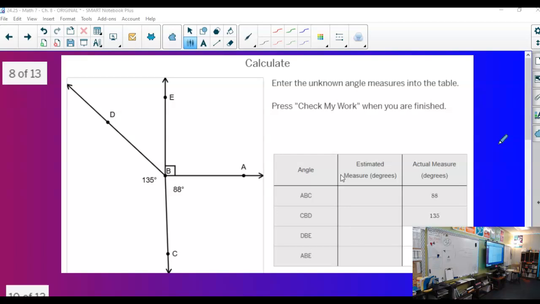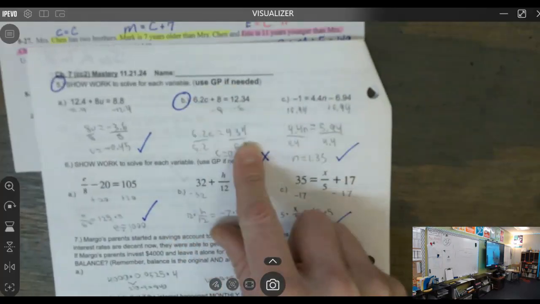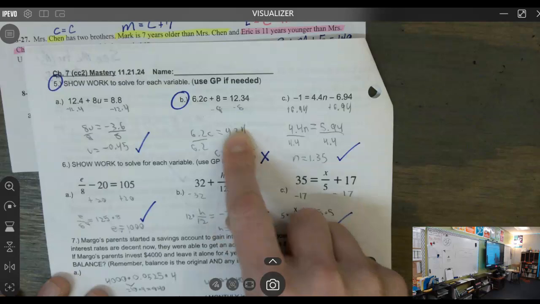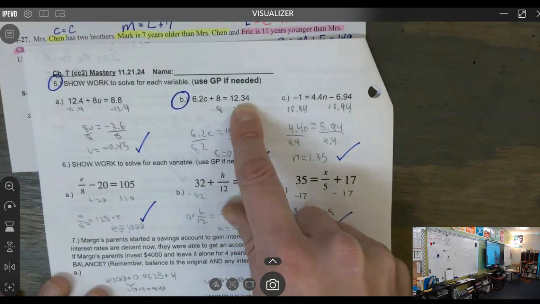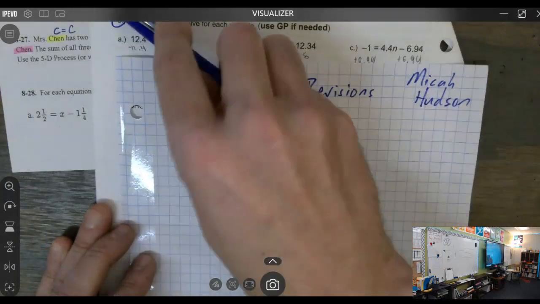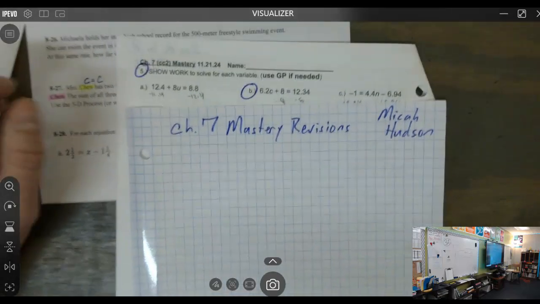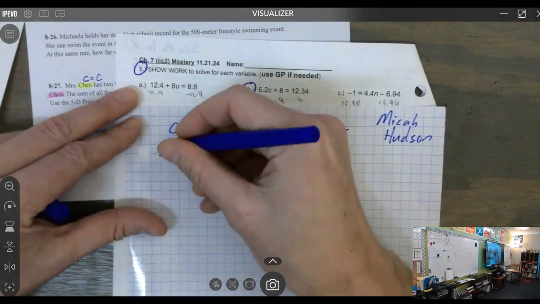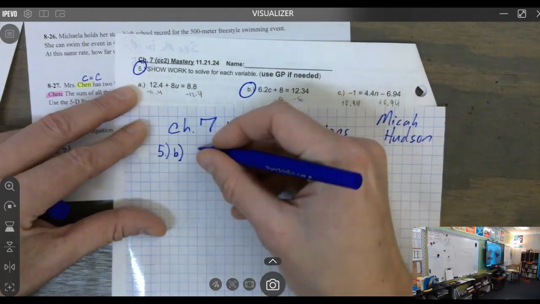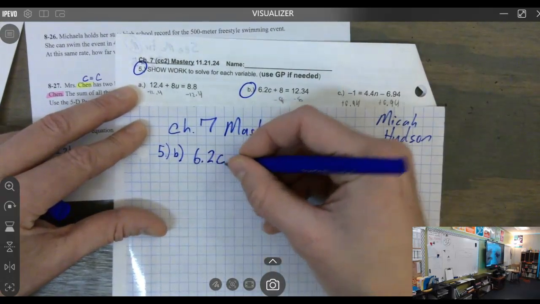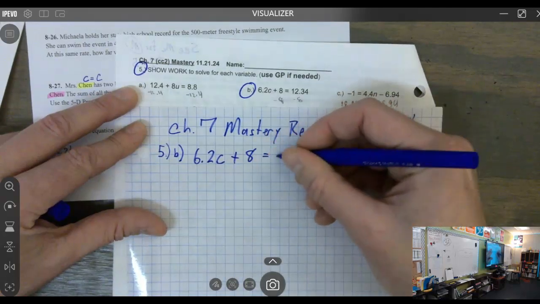Now, if you got something wrong, like, I'm going to pick on, I don't even want to say their name, but this is kind of a silly mistake and it was definitely avoidable. But if you got one of these problems wrong and we're going to redo it on graph paper, we restart by writing the original problem on our graph paper. So you would just label your graph paper, like say this is the first one I had wrong. So I might then on my paper say, okay, 5B, and I would start by rewriting the whole problem, 6.2C plus 8.